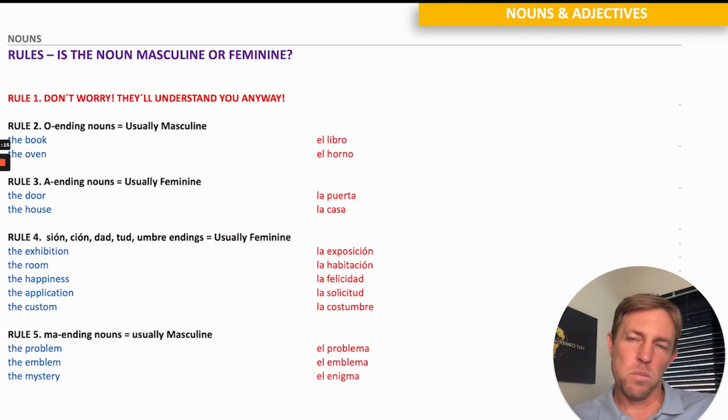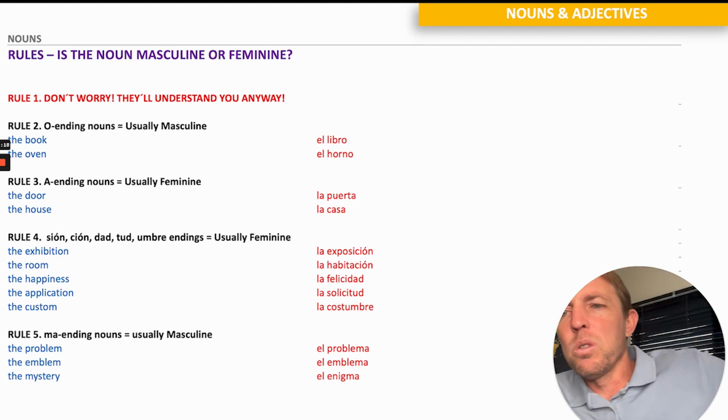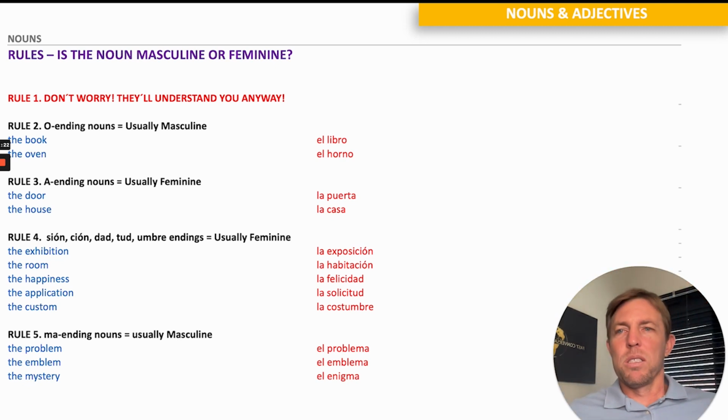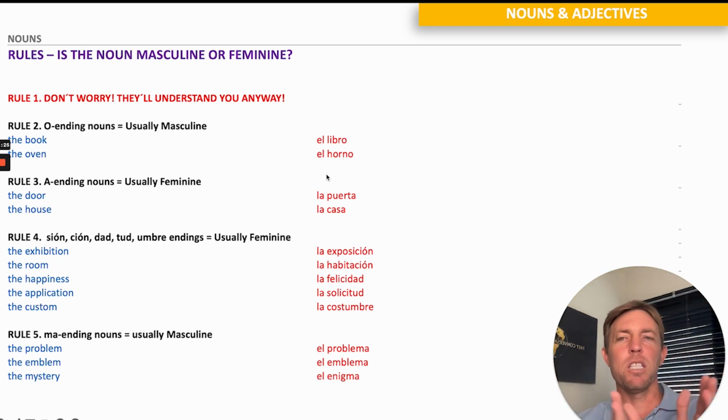Now, the only thing I want to say about the rules of gender, okay, is rule number 1. All right? When we're talking about is it masculine or feminine, and everyone, plural and singular is obvious. It's either taco or tacos. But is it going to be masculine or feminine? And this drives beginners crazy. Maybe it's driven you crazy. The first rule is it doesn't matter. Don't worry, they'll understand you anyway.